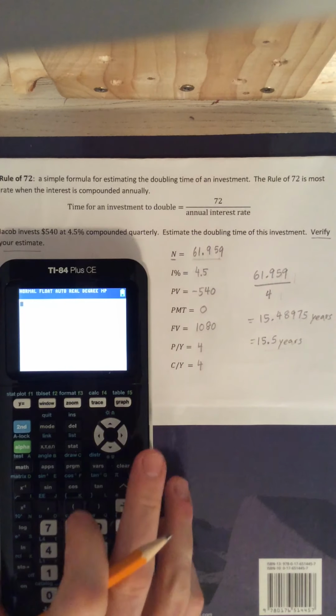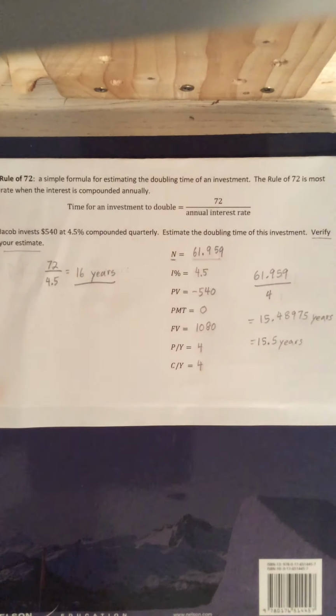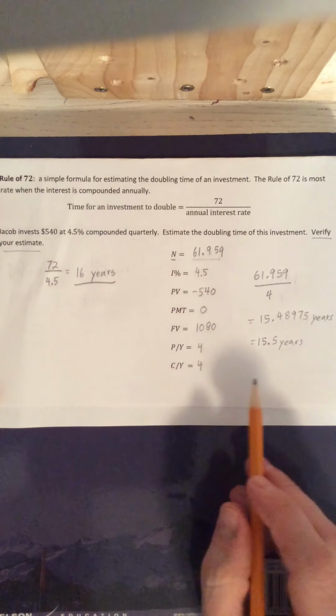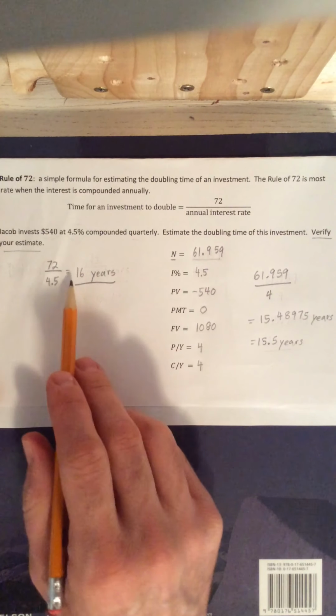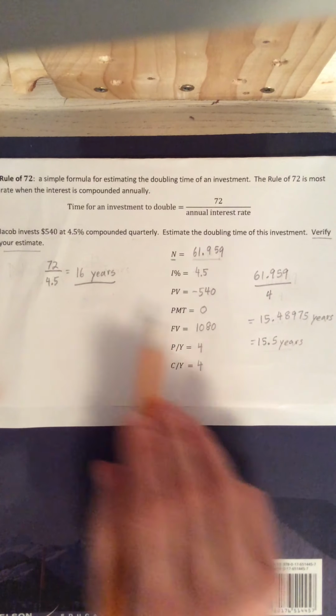So realistically, if we were to round this up, we would be at 16. So we can see that this rule of 72 estimate is very close to being accurate.